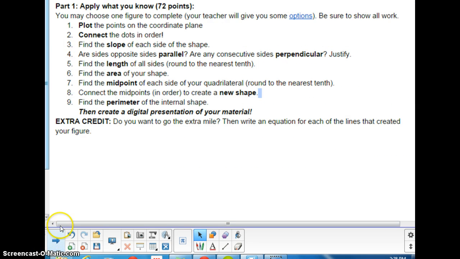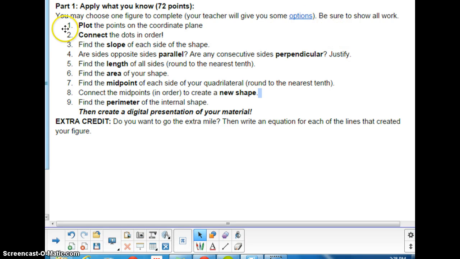So what do you need to do? So the first thing that you're going to do is you're going to choose one of 6 options. Your teacher will help you decide which one is best for you. Be sure that as you go through your work that you always show all of your work, whether you do it on paper, graphing calculator, on the computer, whatever method, make sure you show all work, or you're going to have to go back and do that later.